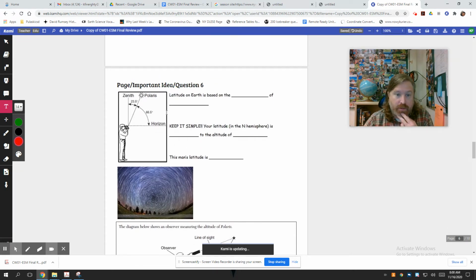All right, latitude on Earth. Those numbers that we have for latitude, we're in the mid 40s, are based on the altitude of Polaris. All right, so keep it simple. Your altitude in the northern hemisphere is equal to the altitude of Polaris. So this dude right here, if I'm doing the Tierra Polaris guy, I'm going to point that way. That way is north.